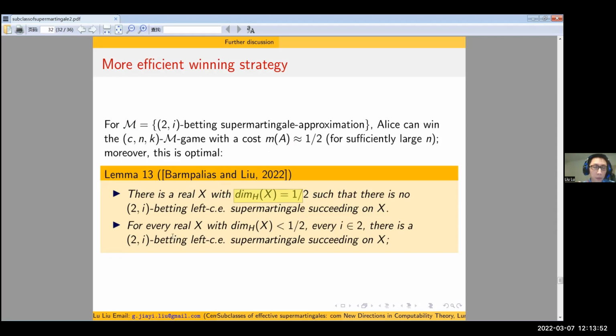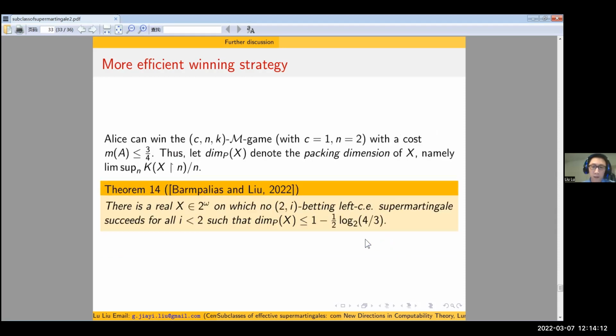Moreover, this is also optimal: for every real whose Hausdorff dimension is smaller than this, there is a 2i betting left C supermartingale succeeding on X. For these 2i betting supermartingales, we have a more complicated winning strategy on a very small board, which is level 2, even with the parameter C equal to 1. So you can force Baby to spend as much as $1, although at these strings you enumerate, Baby only has to catch up $1, and the cost is smaller or equal to this. So among four strings, you only need to enumerate three of them to win this game.